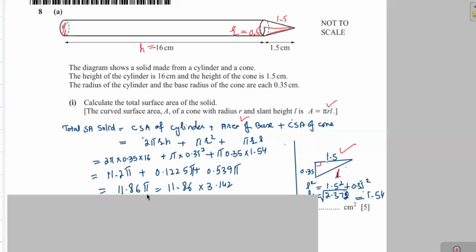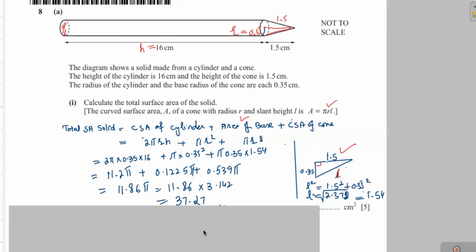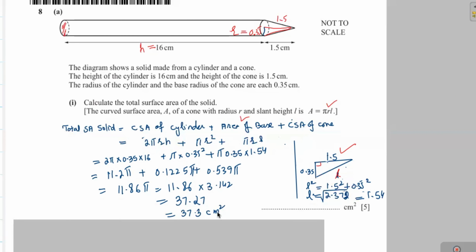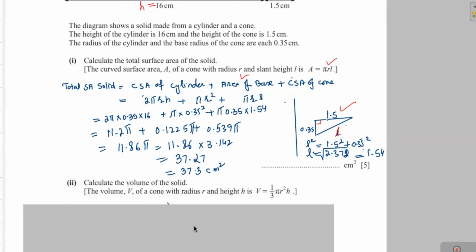We get 11.86π, and you know the value of π is 3.142. We will multiply 11.86 by 3.142. We get 37.27 centimeter squared, and we will write the answer in three significant figures. This value becomes 37.3 centimeter squared, which is the answer. Now we move to the next part of this question.